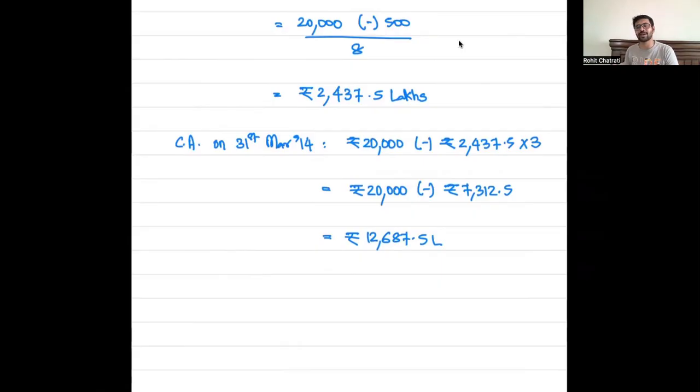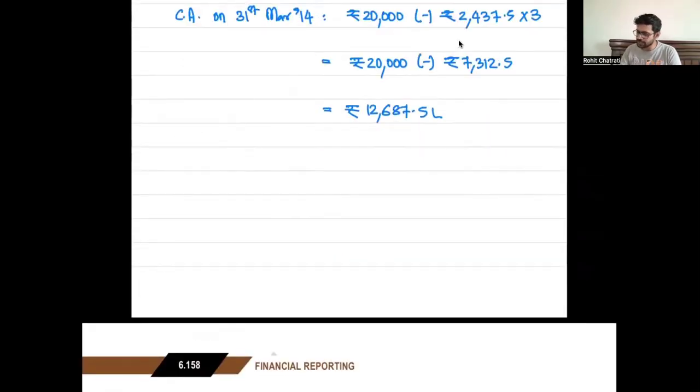All right, the property, plant and equipment has a carrying amount of 12,687.5. The historical cost was 20,000 lakhs. I charged a depreciation for 3 years of 7,312 and I have got a carrying amount of 12,687.5. All right, let's move to step number 3, which is calculation of recoverable amount. We calculated VIU, but we still don't know what the recoverable amount actually is.